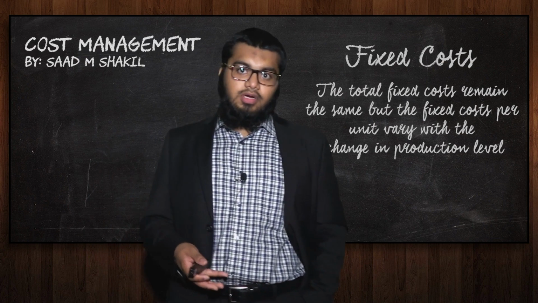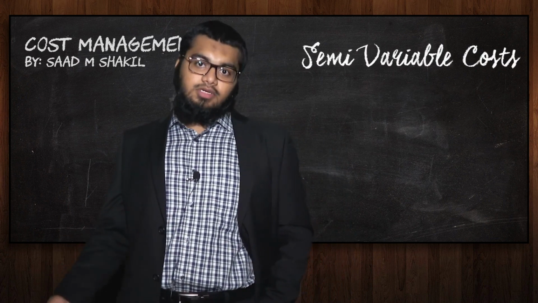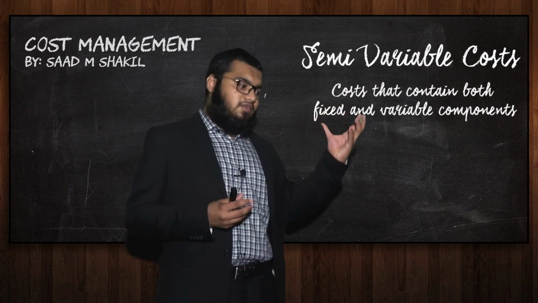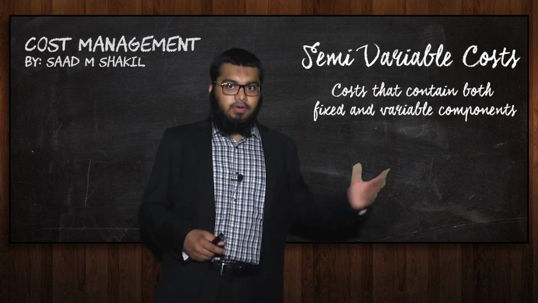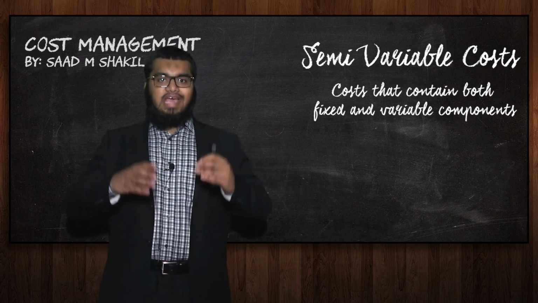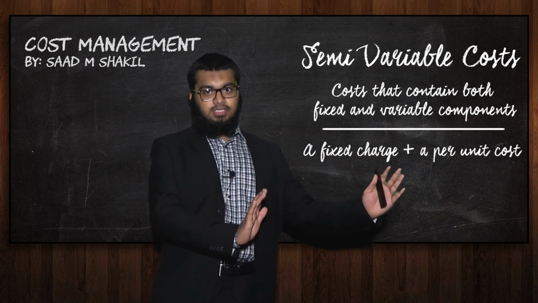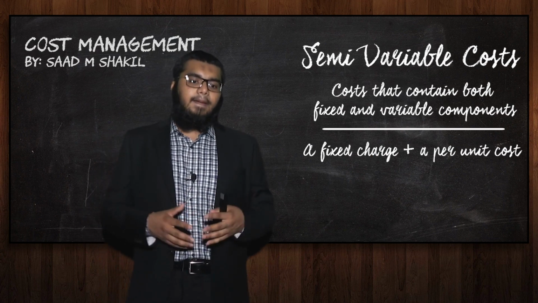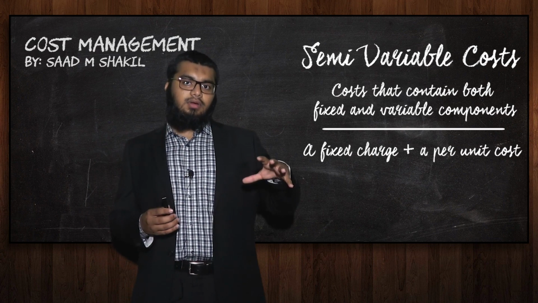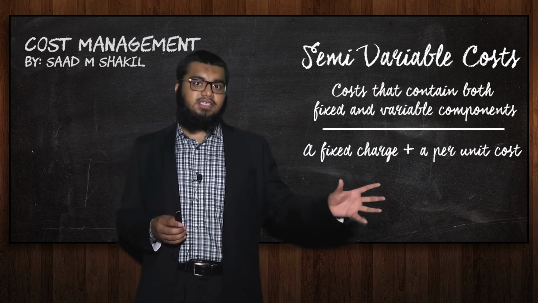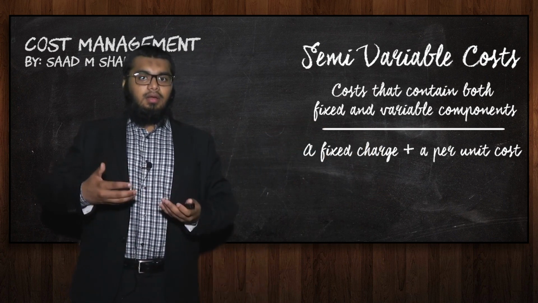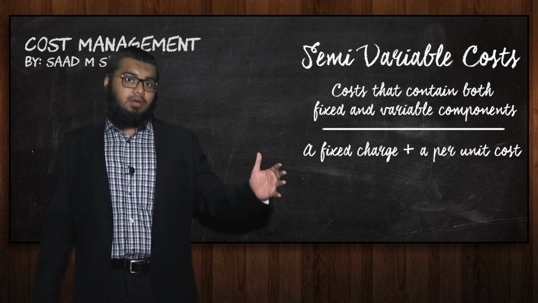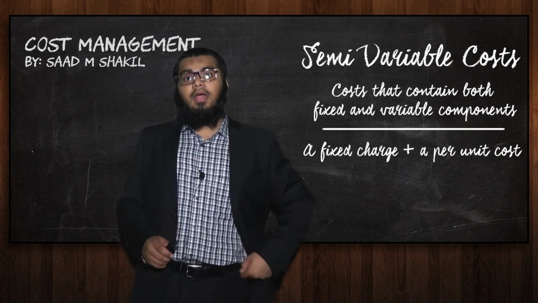We have another type of cost, which is the semi-variable costs. The semi-variable costs are simply costs which contain both a fixed component and a variable component within them. So it has a fixed charge and there's a per unit cost added to it. For example, for your telephone services, you might have a fixed charge that you're supposed to pay on a monthly basis for the telephone, and then on top of that you have to pay a bill which is calculated per minute of telephone usage or talk.